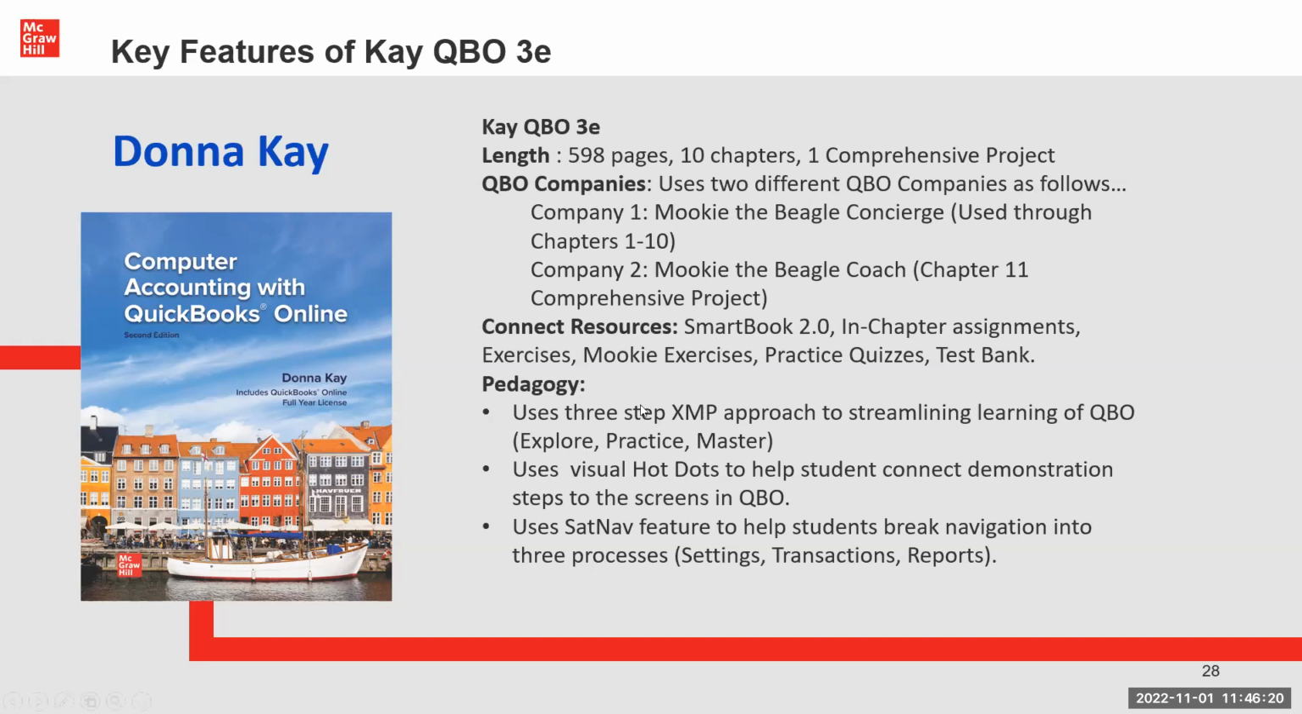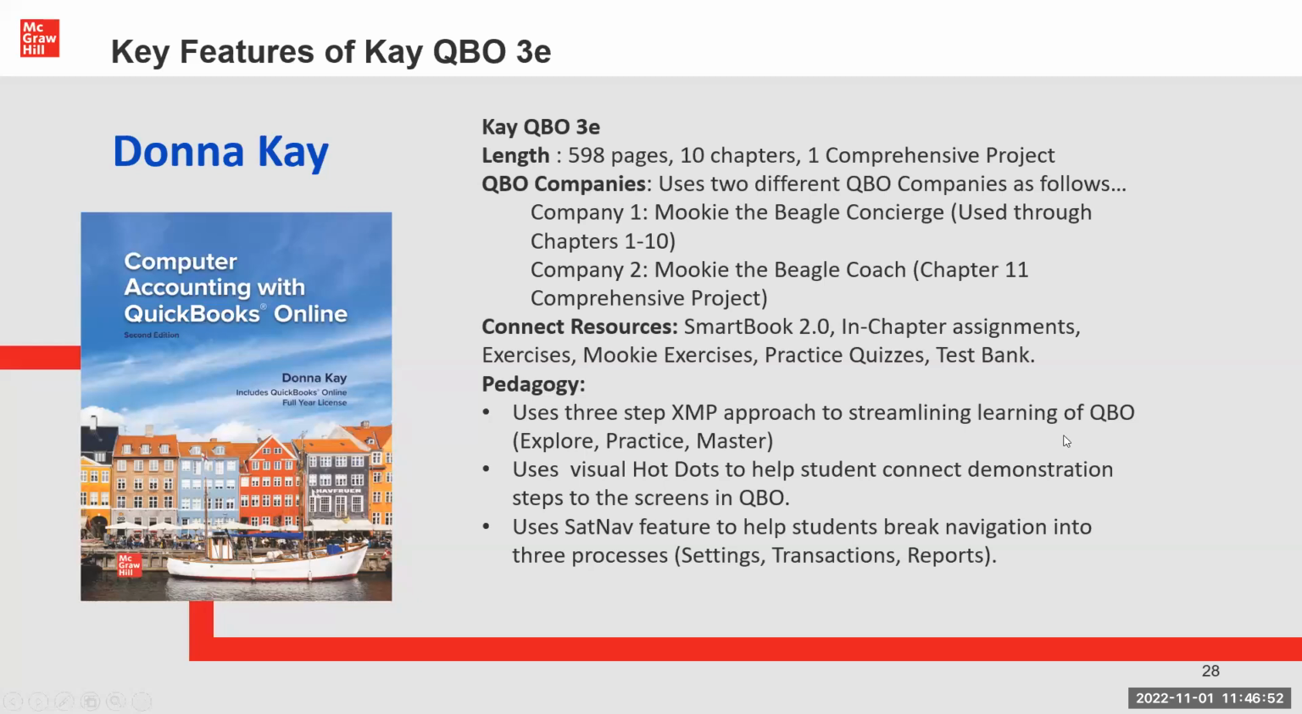So you'll have to actually send a second company for students to use for chapter 11 and the Mookie the Beagle coach. And they'll have to set up that company through the portal, through an invitation in the portal again. And the directions are within that chapter 11 comprehensive project. And again, they're going to have to change now from the Mookie concierge to the Mookie the coach company when they do the work for that comprehensive project.